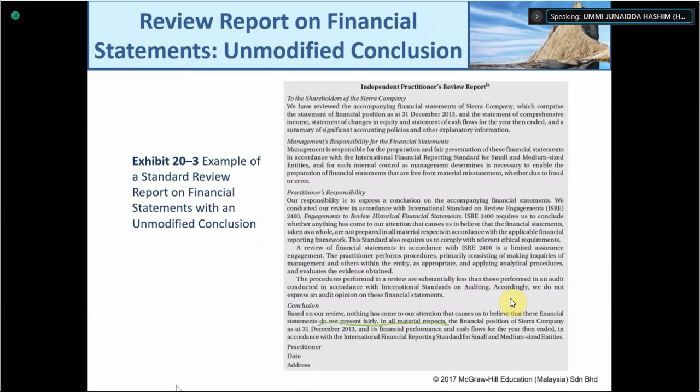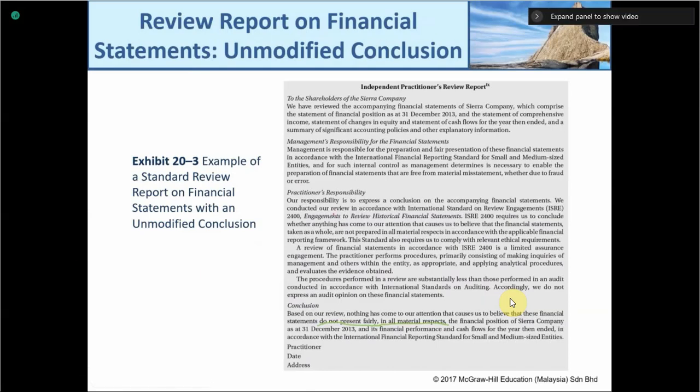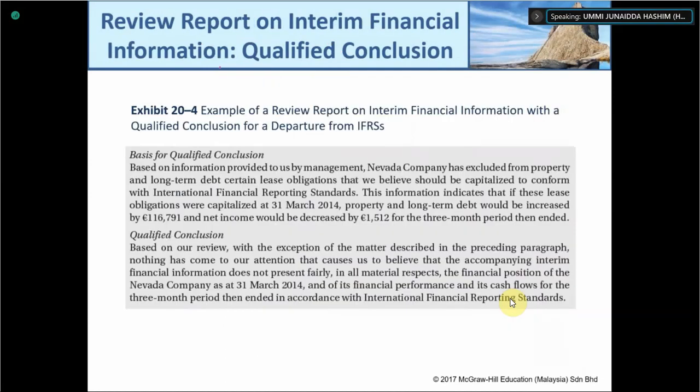Okay, di sini pun sama juga, mana tadi? Not prepared, did not prepare with the applicable financial reporting framework. So that's why they come out with the unmodified conclusion. Okay, so dia sama macam proses audit yang kita issue independent audit reports. The basis yang digunakan tu adalah sama lah. Okay, so this is the qualified conclusion. So basis for qualified conclusion and the qualified conclusion.